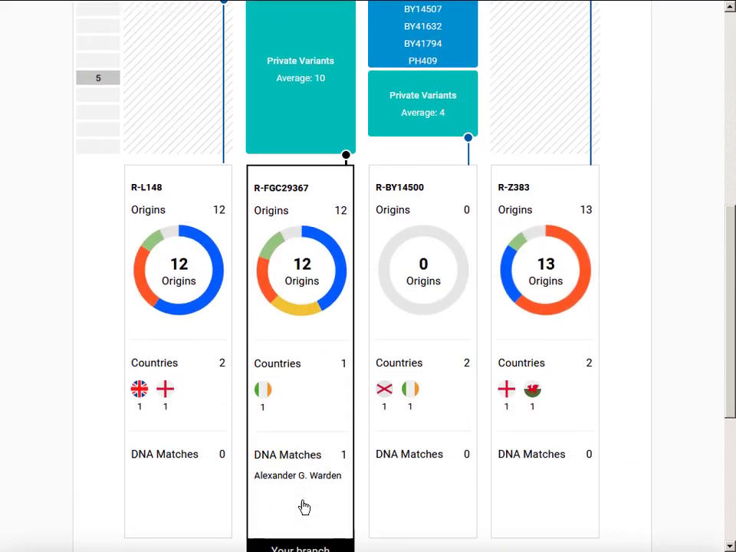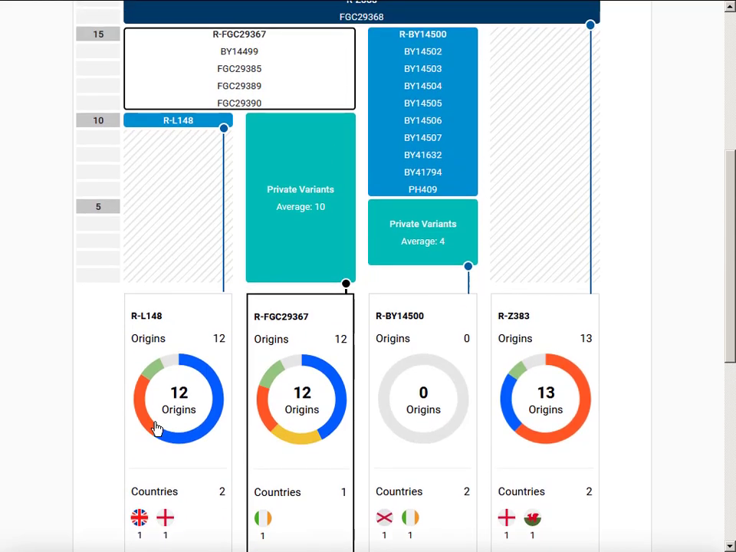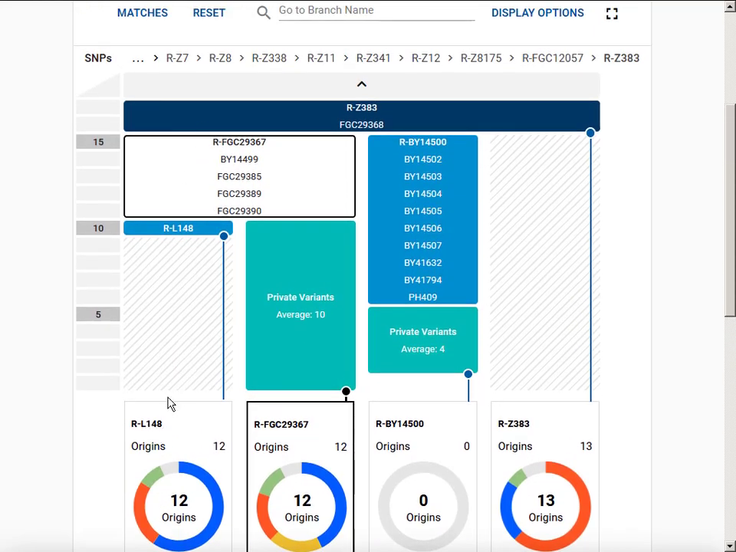And here's my branch down here, and it just shows one match to me, and he's not a Waldron, he's a Warden. Similar, but I don't think it's a spelling variant. I think our common ancestry probably goes back beyond the use of surnames. And there are people in these other branches, but because there's so many mutations between me and them, Family Tree DNA doesn't show me who they are.